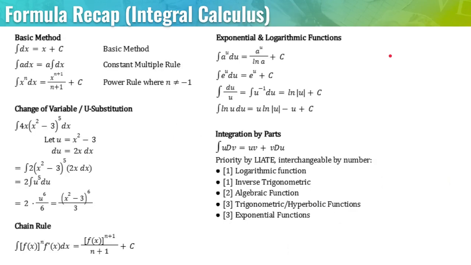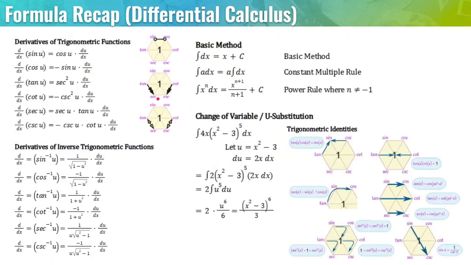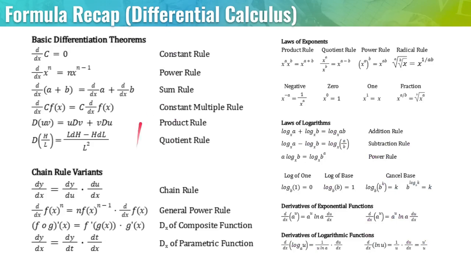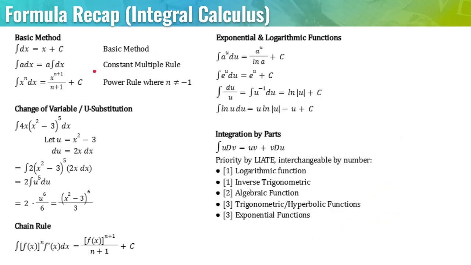So for integral calculus, we will be using the ones on these slides a lot as well. So the difference between integral calculus and differential calculus is that when you apply the power rule, you multiply by n first and then subtract 1 from the exponent. In integral calculus, you add 1 to the exponent and then divide all of that by the exponent plus 1, plus c.